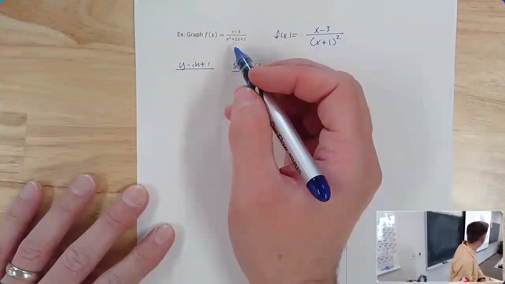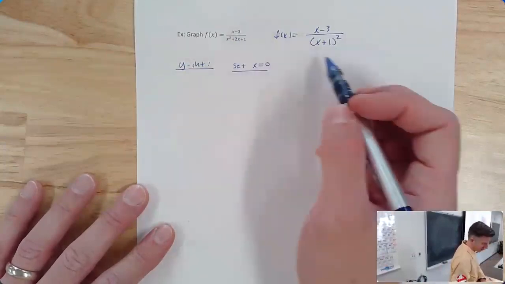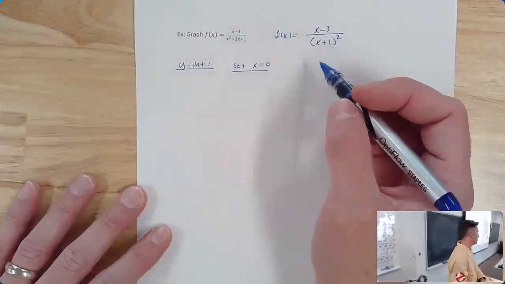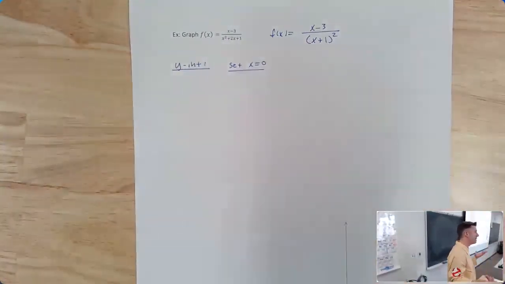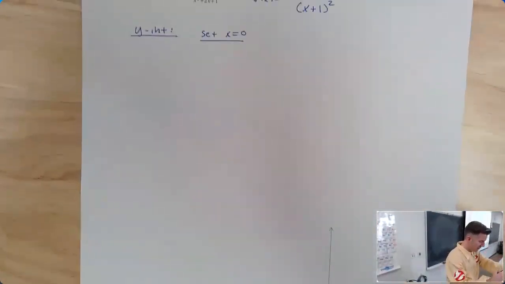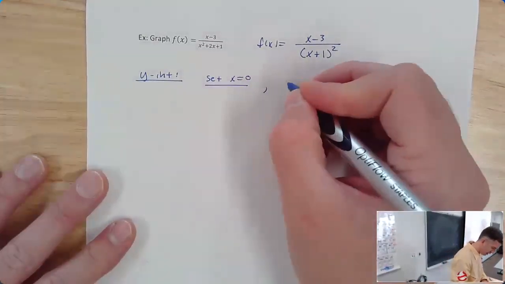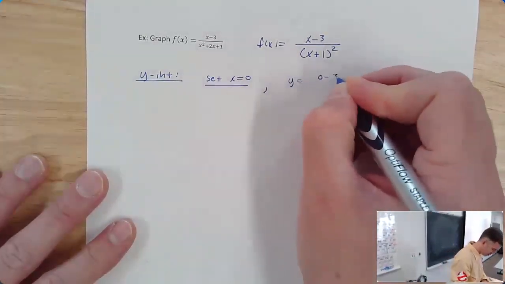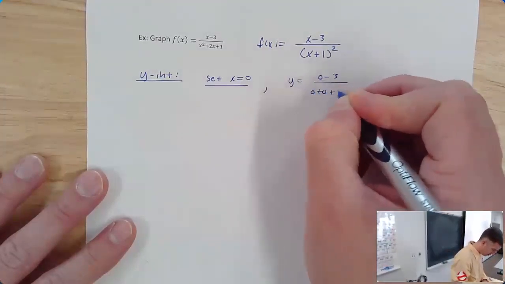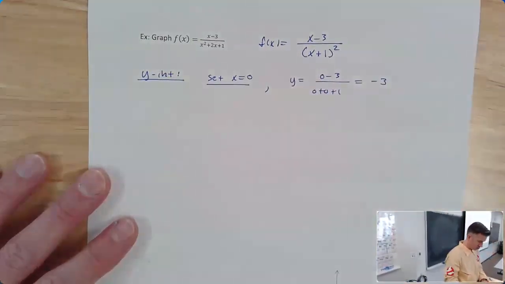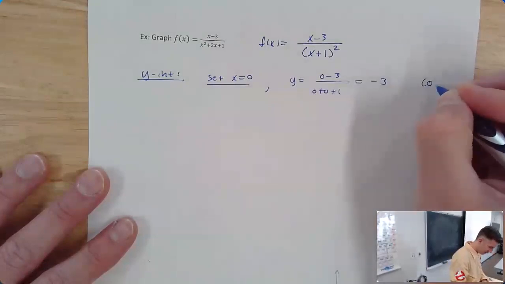If I plug it in there, I just get -3 over 1. Or if I plug it in here, I have to do a little bit of work. It's 0 plus 1 and then 1, right? It's easier if it's not factored when you're trying to find the y stuff. So I say x equals 0, I'm going to get y equal to 0 minus 3 over 0 plus 0 plus 1, which is -3. Great. So 0, -3 is my y-intercept.